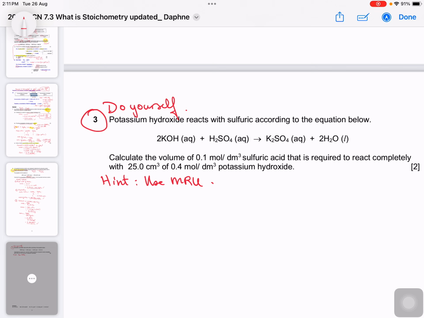You always find mole first. And in fact, that's a very good escape card. Right? You don't know what to do, you're in a situation and you don't know what else to try, what else to do, find mole. Right? It will help. Find mole. That's your hint. Okay, do yourself. Pause the video.